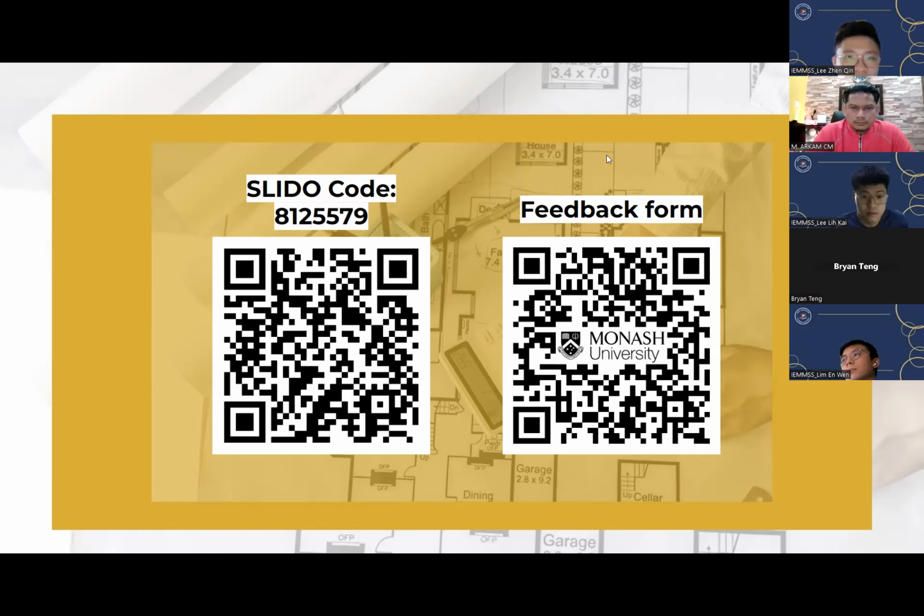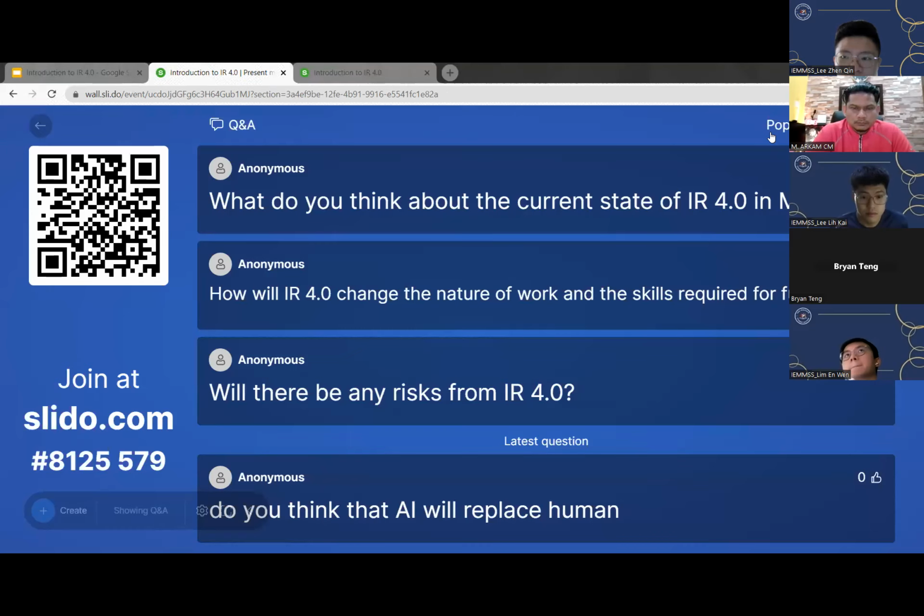So for this, this is the Q&A Slido. For the first question would be, what do you think about the current state of IR 4.0 in Malaysia?